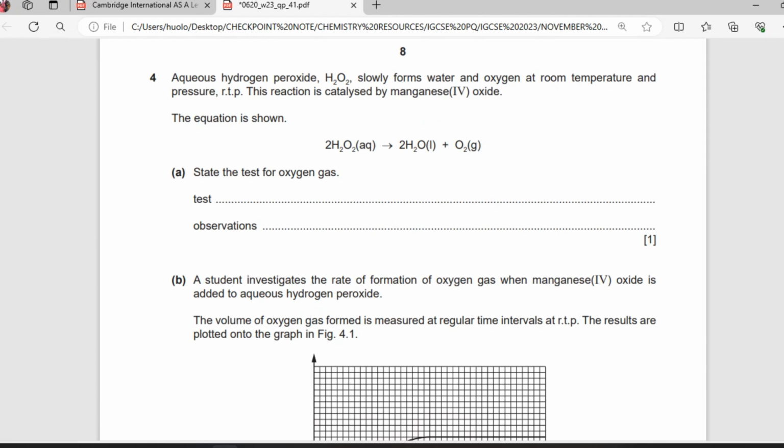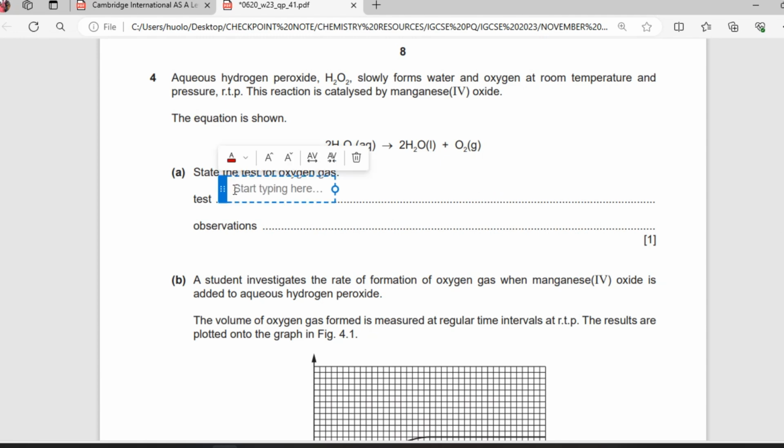Okay, so we are moving to question 4. Question 4 says aqueous hydrogen peroxide, H2O2, slowly forms water and oxygen at room temperature and pressure, RTP. This reaction is catalyzed by manganese(IV) oxide. The equation is shown. We see the equation states the test for oxygen gas.